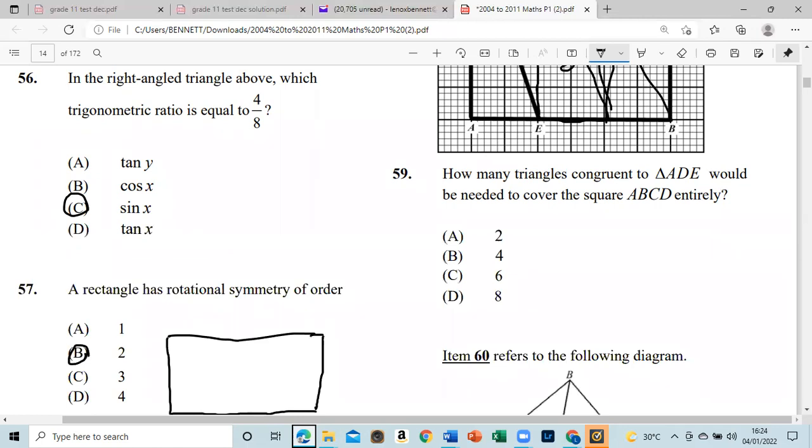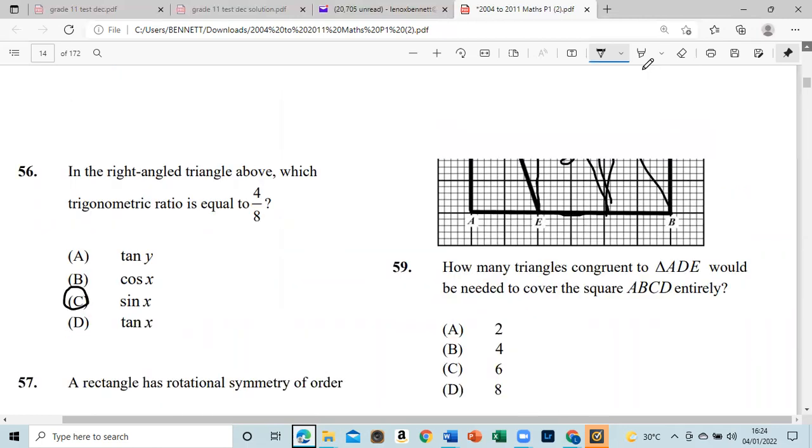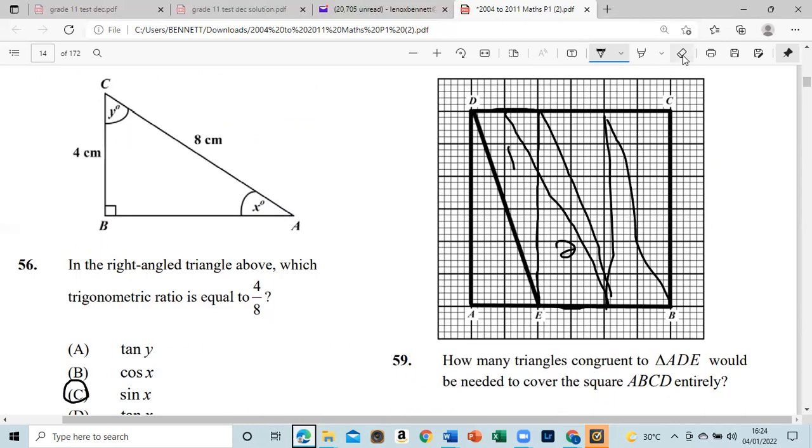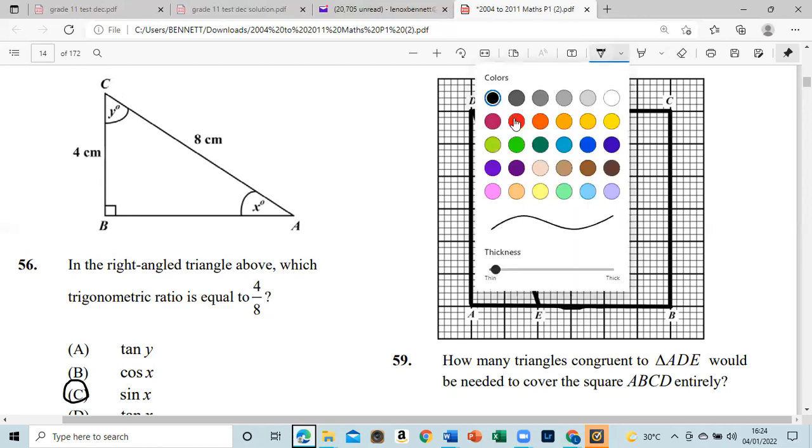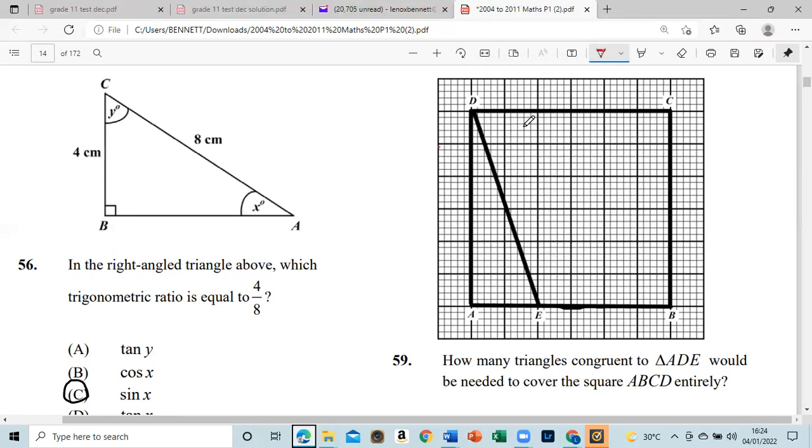I need to rub out everything I did. I messed up. Let me do the top and down, so you cover everything. Let's do this together, guys. So boom, it's a one, two, right? So one, two.